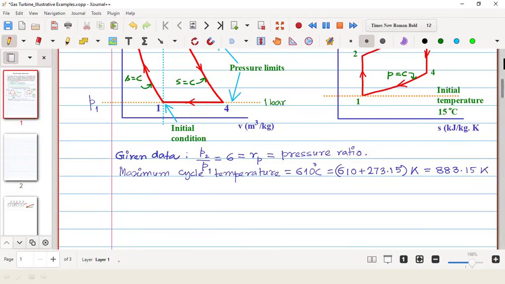Okay. Now, another thing that is given here is T1, the initial temperature.